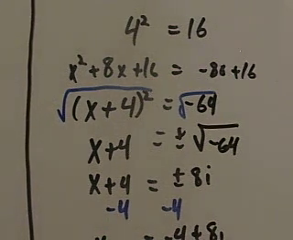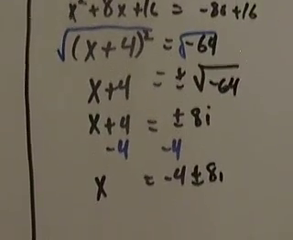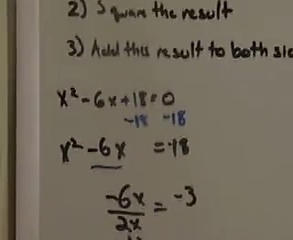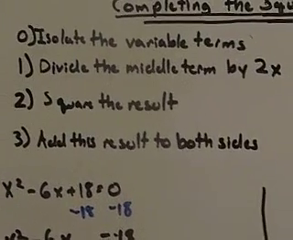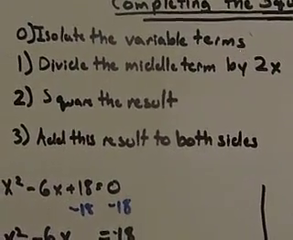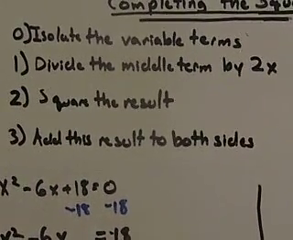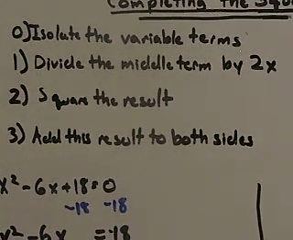So once again, x is equal to negative 4 plus and minus 8i. So your main 4 steps are right here, okay, which are, you always want to isolate your variable term, divide the middle term by 2x or whatever the variable is, square the result, and then add this result to both sides. Okay. So this has been my video lecture about completing the squares.